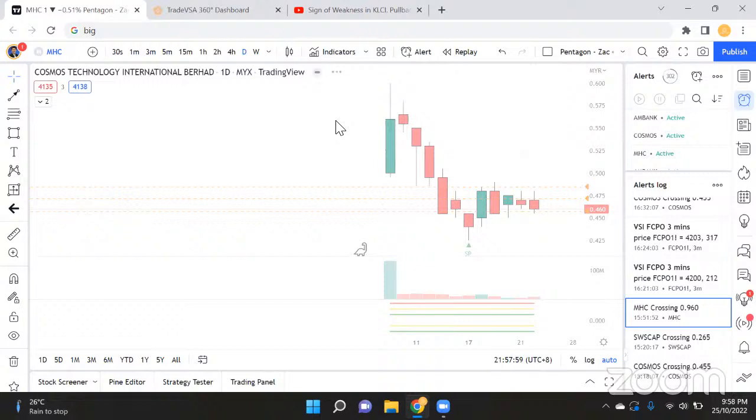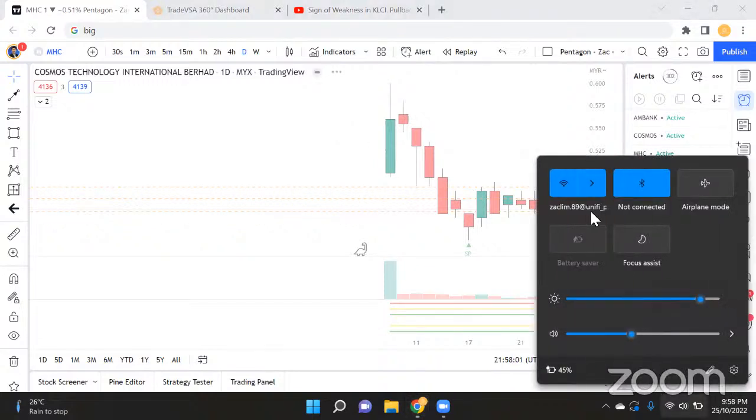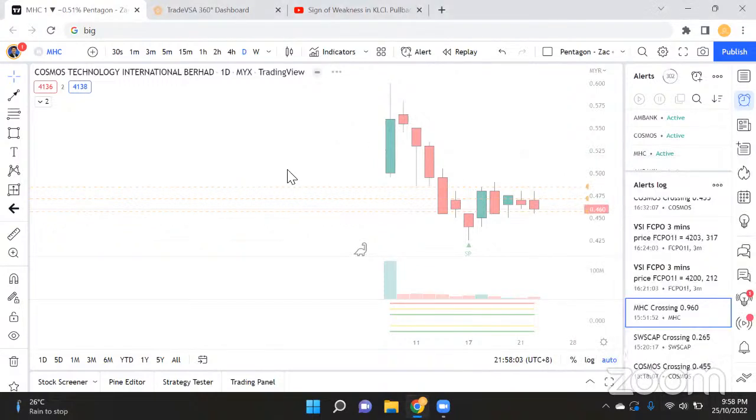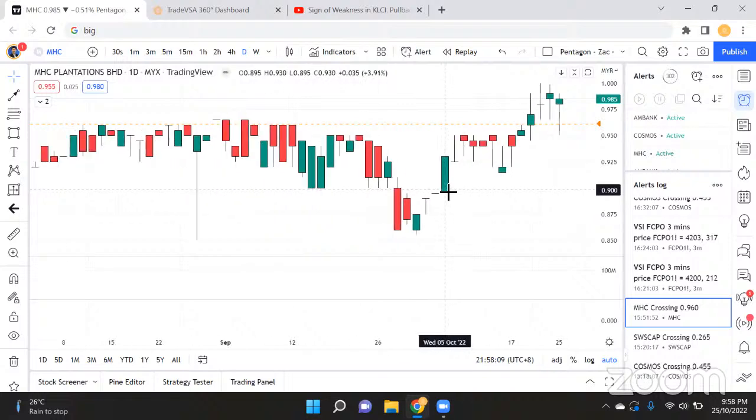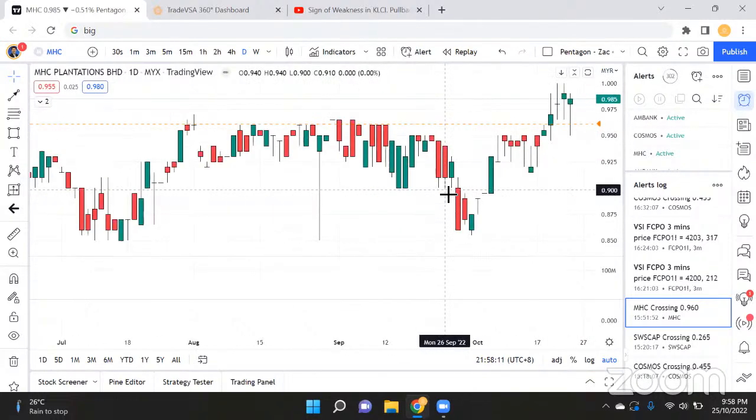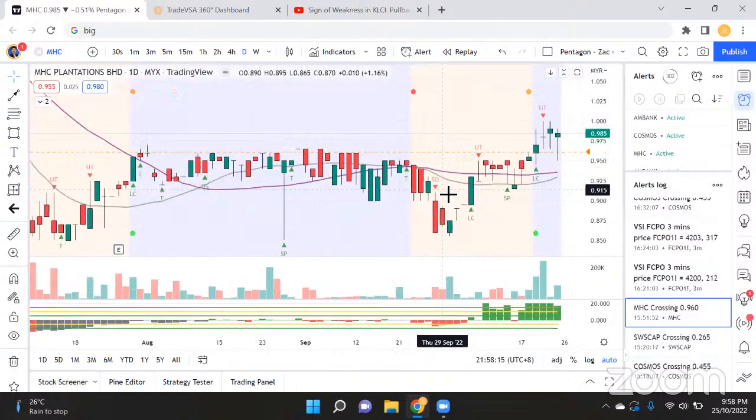Seems like today my internet connection has some issues. Hopefully my sound and screen are okay. At the moment I think it's a bit difficult for me to get the indicators up, due to the internet connection.